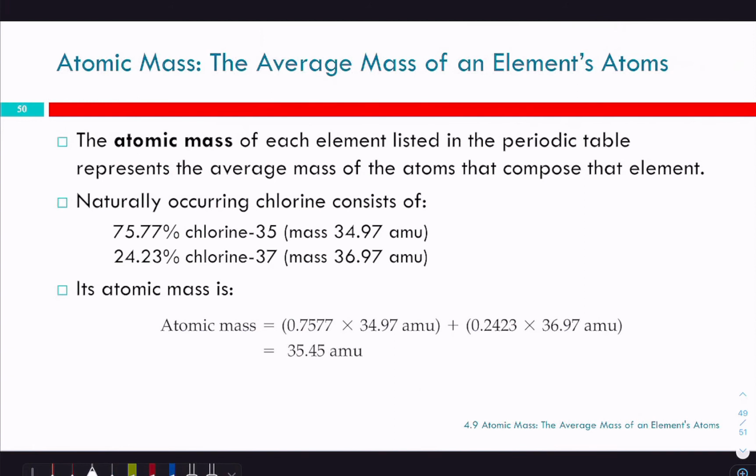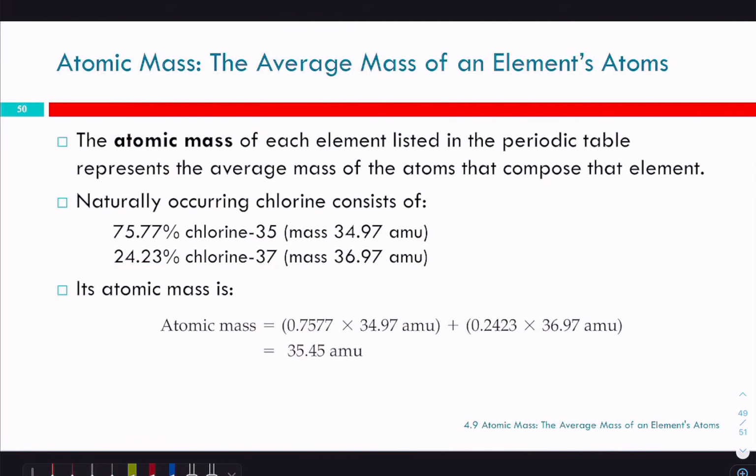And it's representing the mass of that element based on the natural abundance, so the percentage that exists in real life. The natural abundance times the mass of that isotope. So for chlorine, there's chlorine 35 and there's chlorine 37. So 75% of it is chlorine 35, and then the other roughly 25% is chlorine 37.